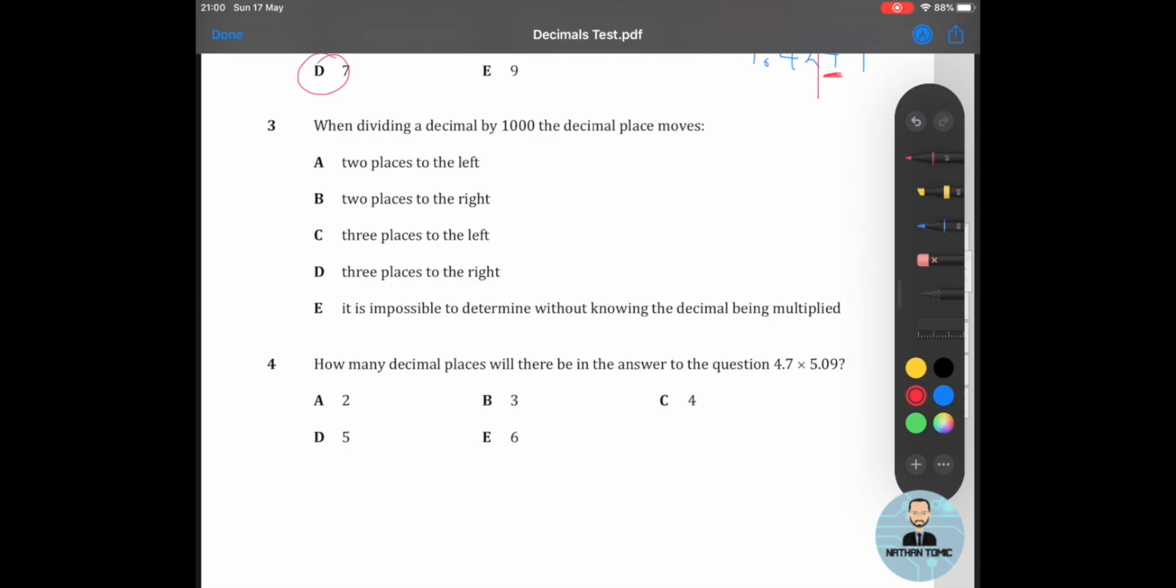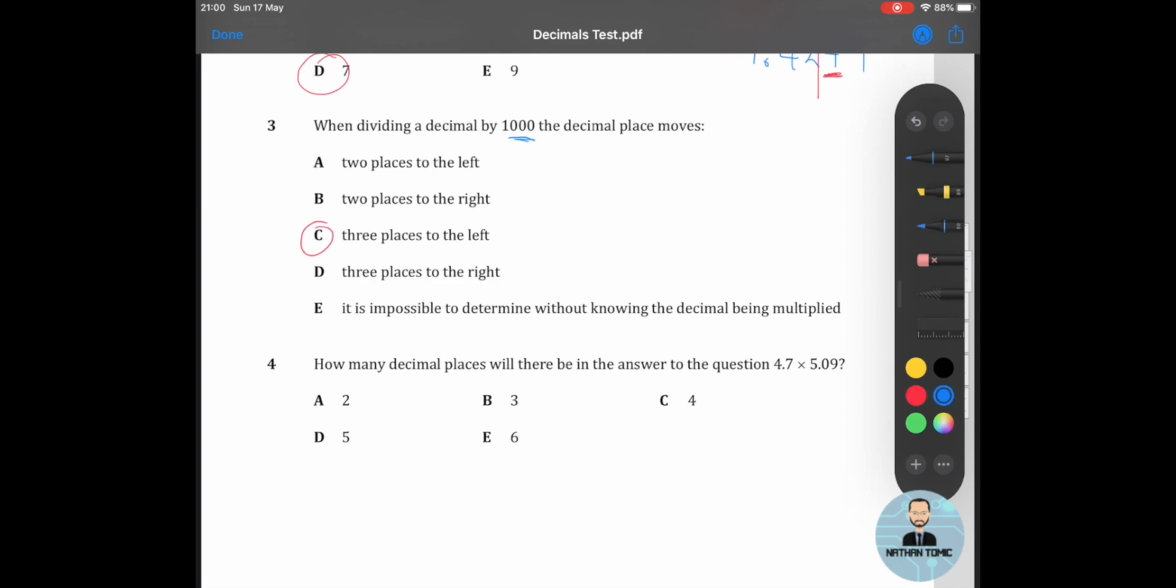So when we are doing a division, of course, we are moving to the left. And when we are doing a division like this with just a factor of 10, it's really about how many zeros we have. So in the question, it has 3 zeros that we're dividing by. So we would be moving 3 places to the left. So we would be circling C as our answer.